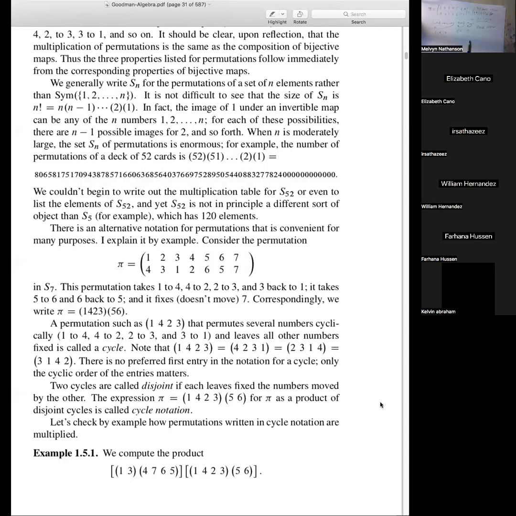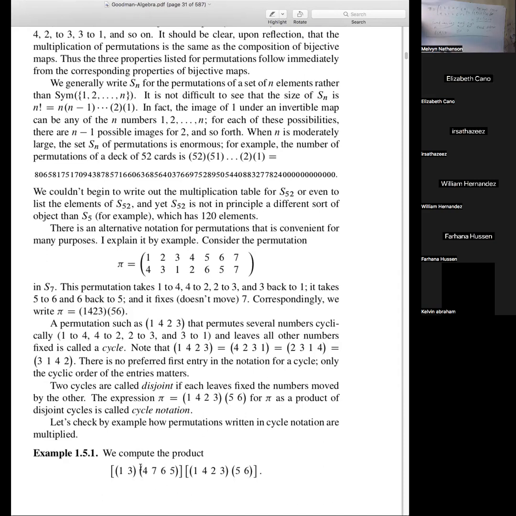So just to emphasize this, here you see the text, and they're describing cycle notation. Two cycles are disjoint if each leaves fixed the numbers moved by the other. So for example, (1 4 2 3)(5 6) is a product of disjoint cycles. The numbers here are different from the numbers here.